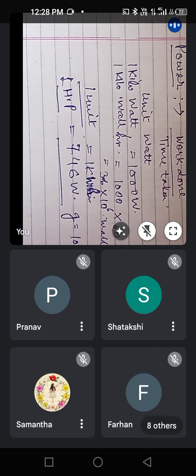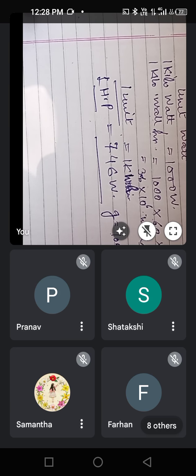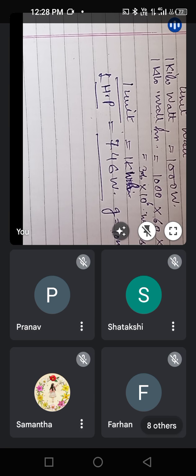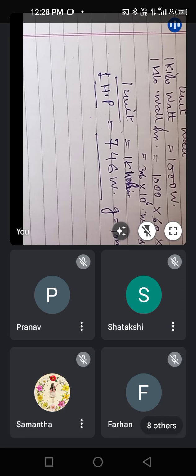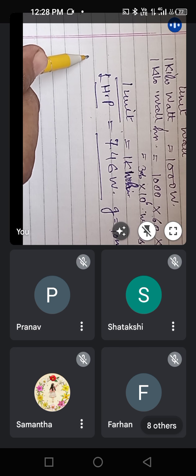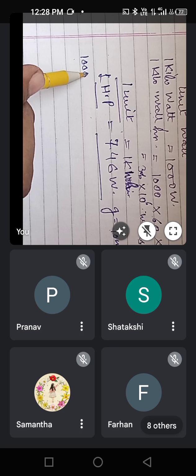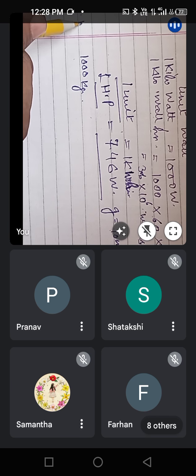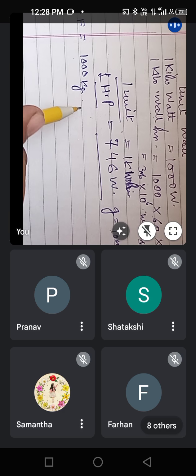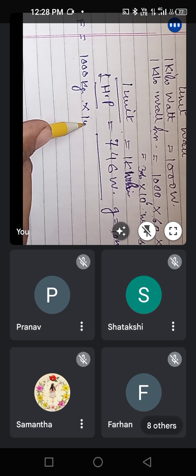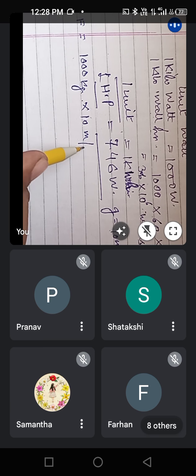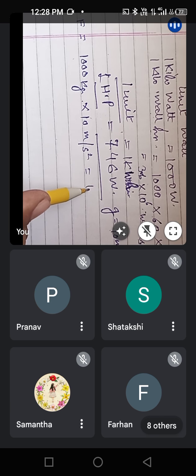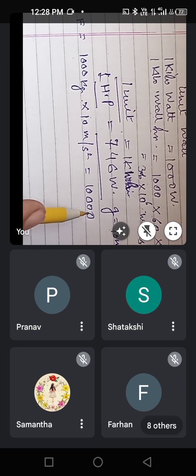Now see here. There is an electric motor, and it is lifting 1000 kg of water. So force is equal to mg, m into g. g is 10 meter per second square. That will give you 10,000 Newton. Got it?